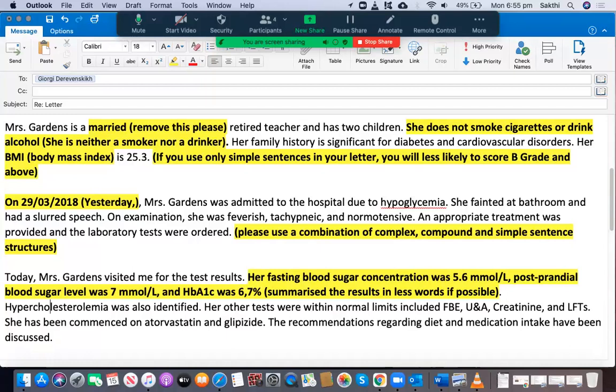Hypercholesterolemia was also identified. Other tests were within normal limits. Okay, good. So which means these are the abnormal ones. So he has mentioned it here. So I'm happy with that. So that's fine. If they are abnormal, then it's okay. And then her other tests were within normal.